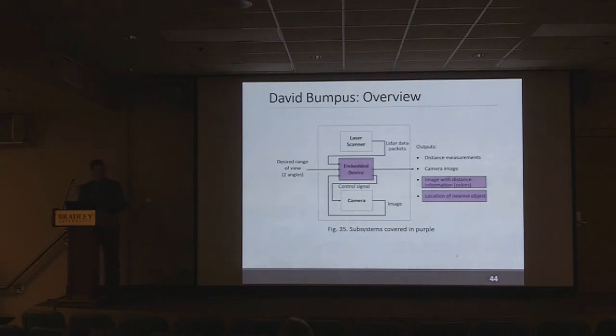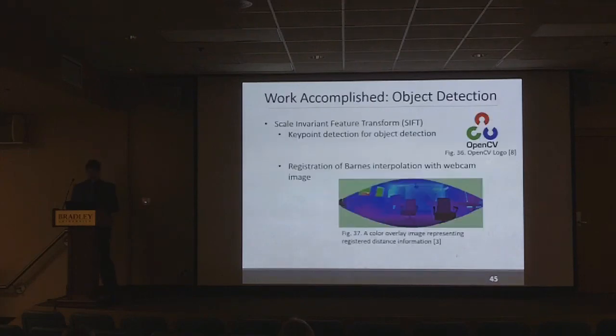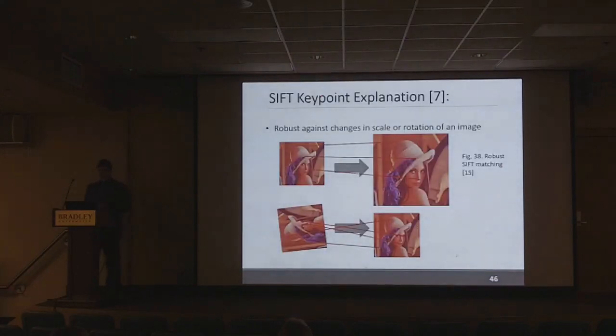Then also I worked along with Dan to work towards a solution for registering or matching the Barnes interpolation you can see in this image with a webcam image, so that objects in the image had implied distance and were directly matched to those objects. And so I used the scale invariant feature transform for both of these tasks, and it's an algorithm that is implemented using OpenCV, or open source computer vision, which is the library that Juan had used for the image capture from the webcam.